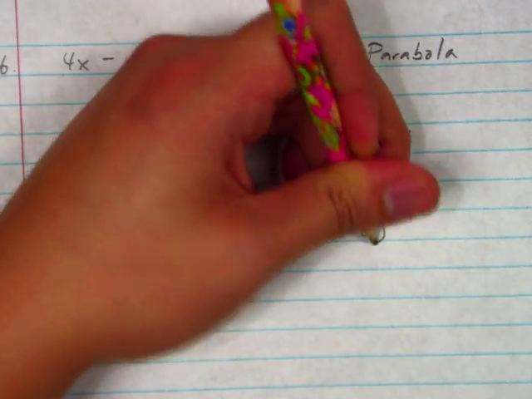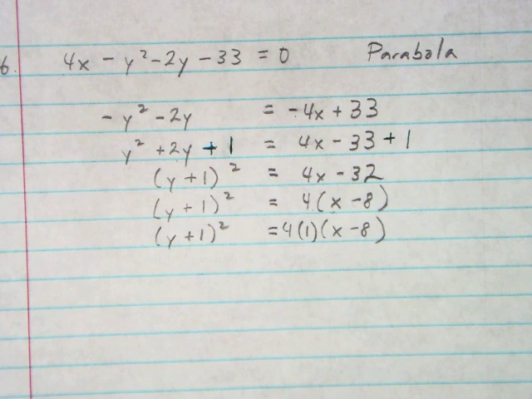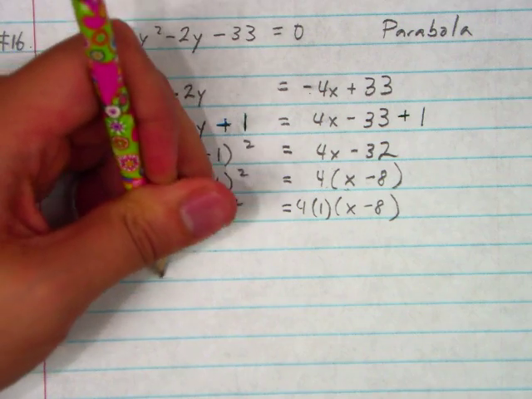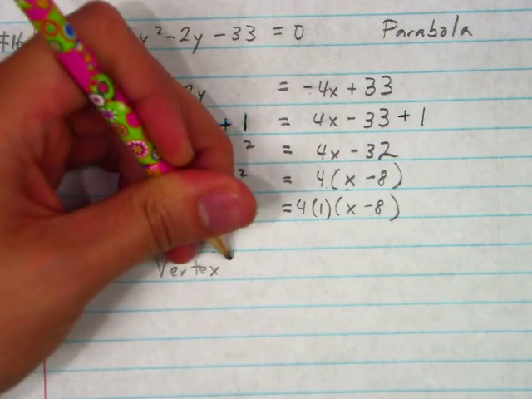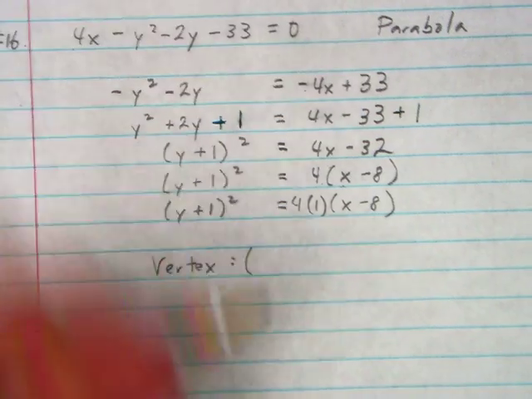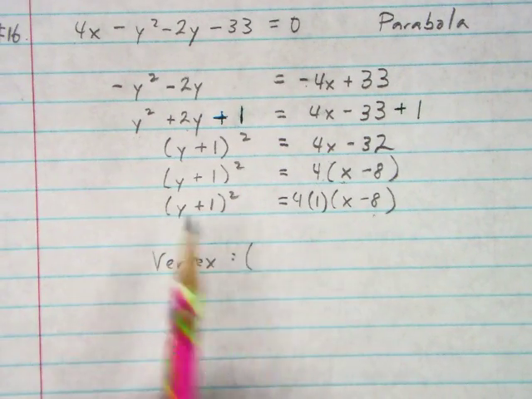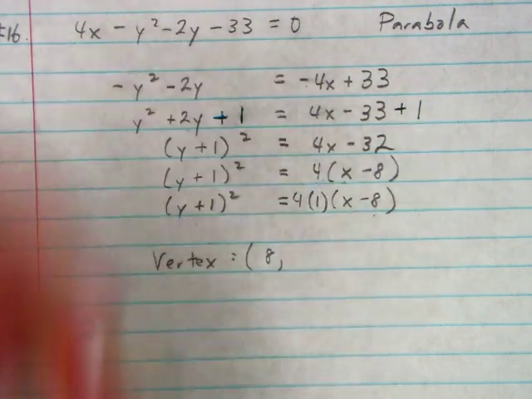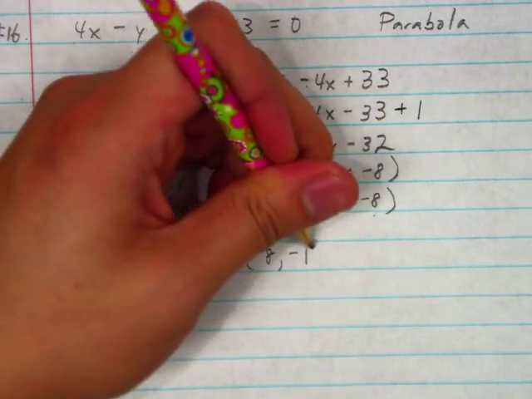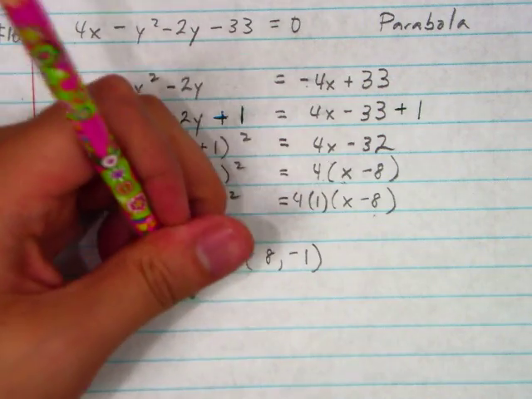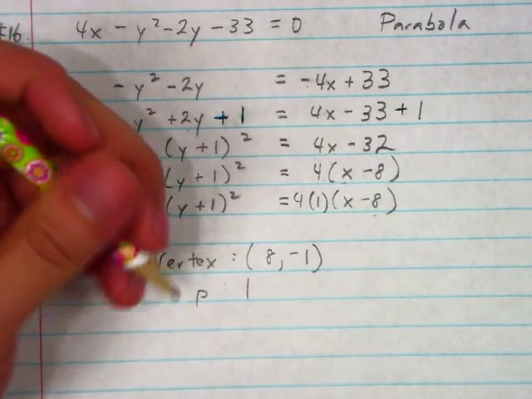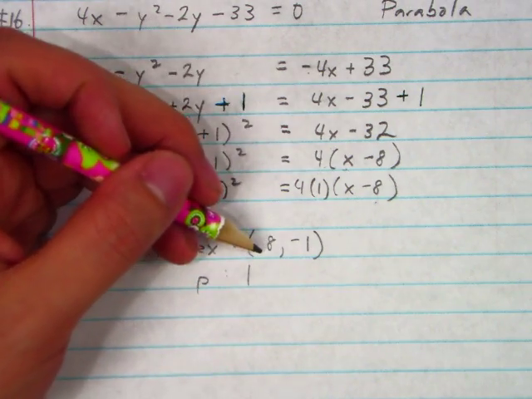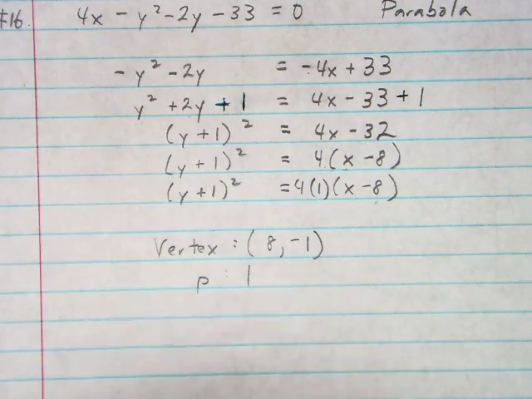So again, the standard form says 4p. So 4 times what is 4? 4 times 1 is 4. So we now know our vertex in this problem. My x is over here, my y is on the other side now. So x is 8 and y is negative 1. And then my p here is 1.